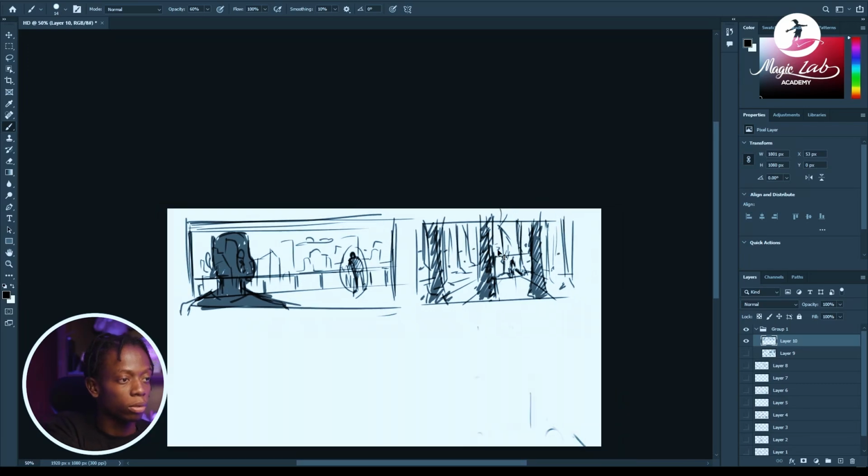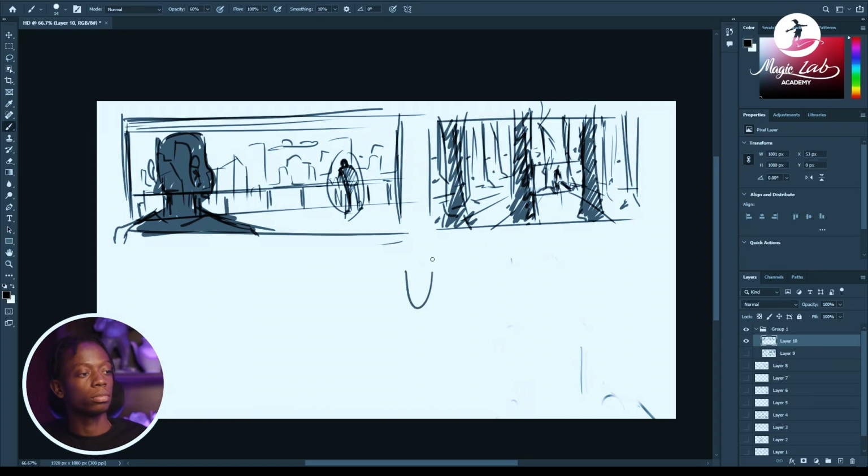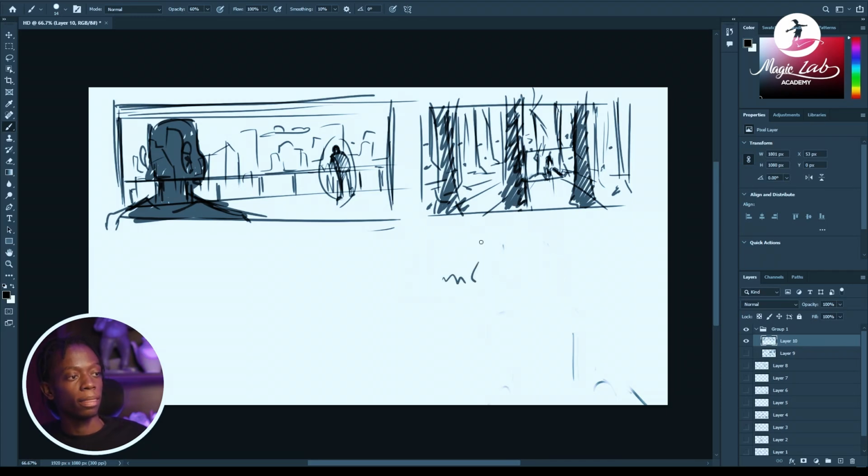So that's what we have on visual appeal. Next, we'll be going deeper into use of depth, using more foreground, midground toning, using motion to emphasize depth, and more.